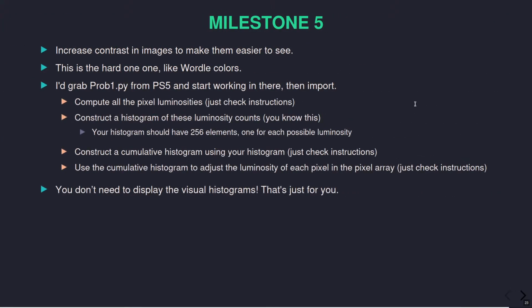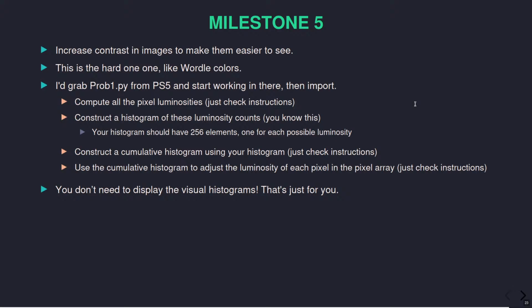Last one's the hard one, sorry. Increase contrast in images to make them easier to see. This will be less hard after you've done the previous things because you'll have built up to it, and it will be less hard after you've done histogram. What do you do? You take every single pixel and you calculate their luminosity. What is luminosity? It's the grayscale brightness. So you take every single image pixel and you see how bright it is. Then you plot a histogram of how bright it is. Then you plot a cumulative histogram of how bright it is.